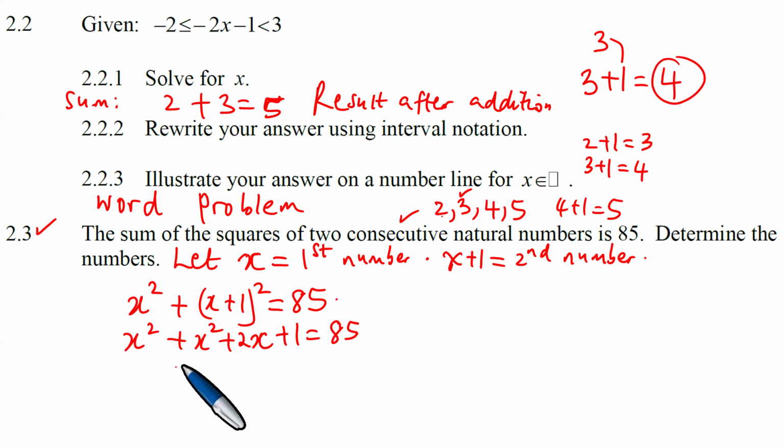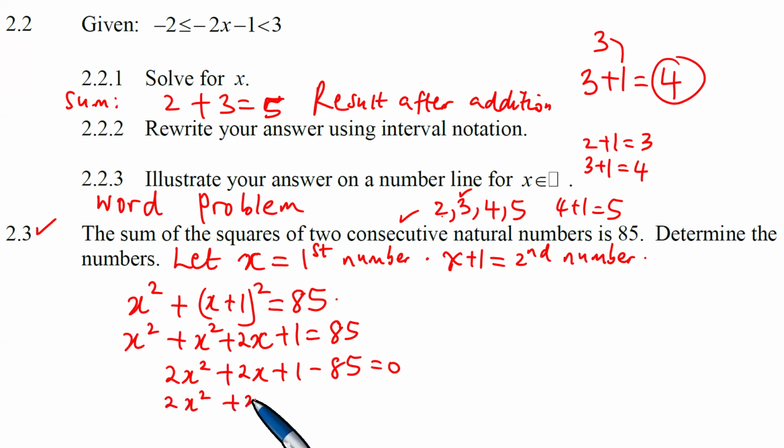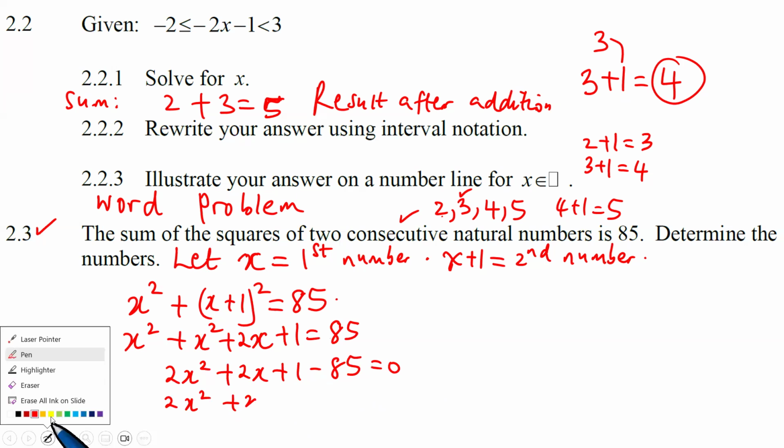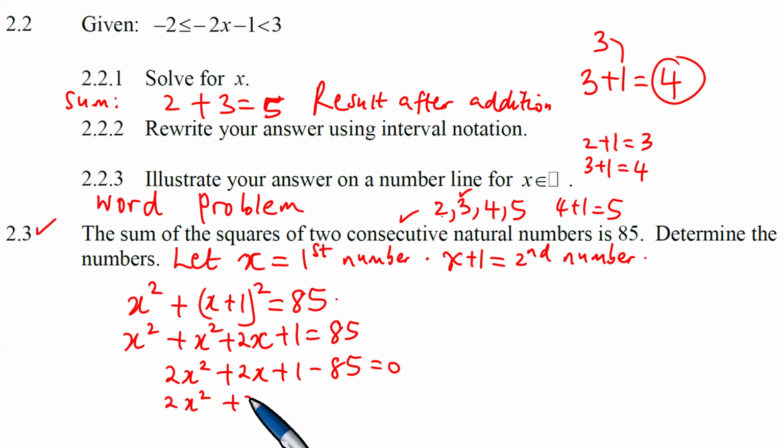What is x squared plus x squared? It is 2x squared. And then this is what you get. Then you move the 85 to the other side. Because it is positive 85, if you bring it to the other side it becomes negative. At this point, you have 2x squared plus 2x. What is 1 minus 85?